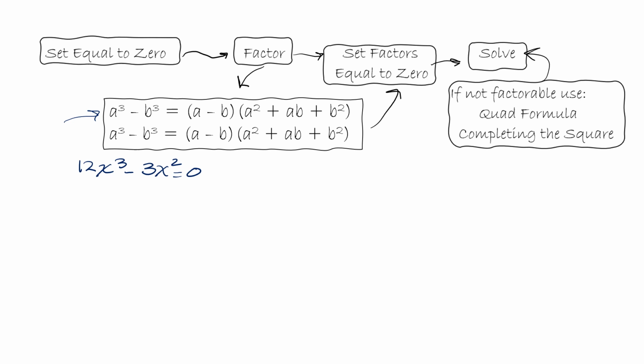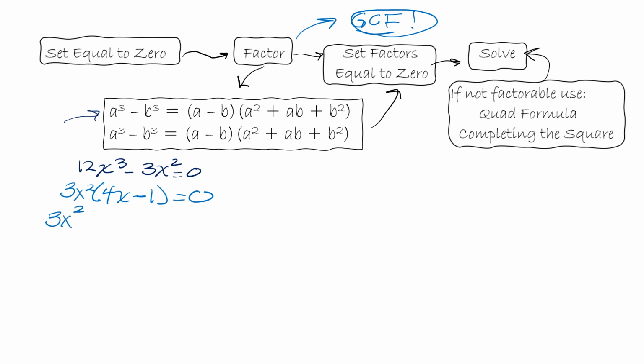Okay. So when I'm factoring, the first thing I'm always looking for is the greatest common factor. Okay, always looking for that. So in this case, our greatest common factor is 3x squared. And when I factor it out, I get 4x minus 1 equal to 0. Okay, everything is factored. So I'm going to go ahead and set my factors equal to 0. So I get 3x squared equal to 0 and 4x minus 1 equal to 0.